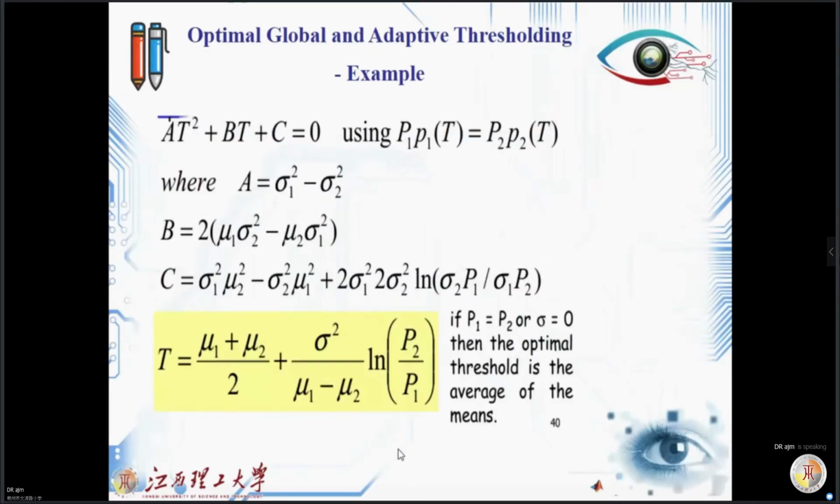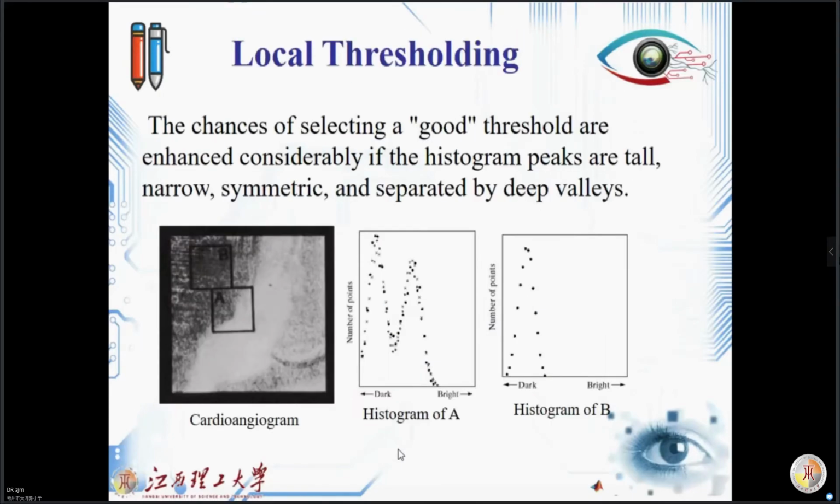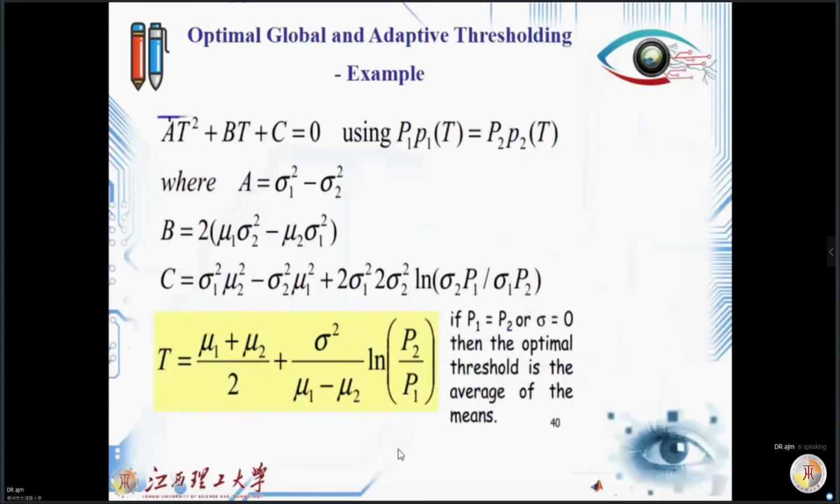Then we can have this formula, in which T, the threshold, can be calculated as the average of the means. I think these formulas will help you understand the action of the function on a real photo when we see it later. For now, just remember or have some idea about the calculation method of them.